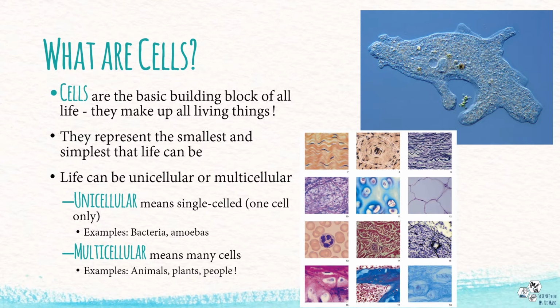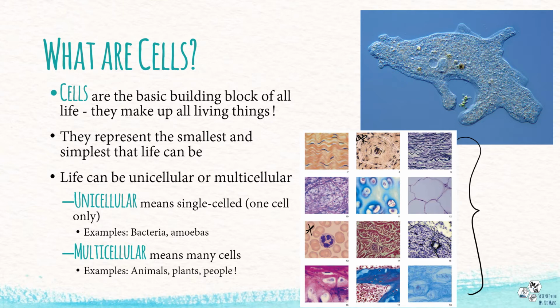So we call these differences unicellular and multicellular. A unicellular species is a single or one-celled species like bacteria. A multicellular species or organism is an organism where it's made up of many cells like us, like plants. And you can see in this image here, these are just some of the tissues that make up the human or the animal body. You can see blood here, you can see bone here. A lot of this is what we call connective tissue.